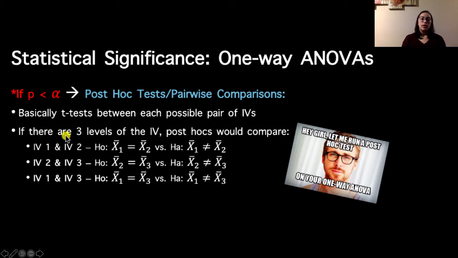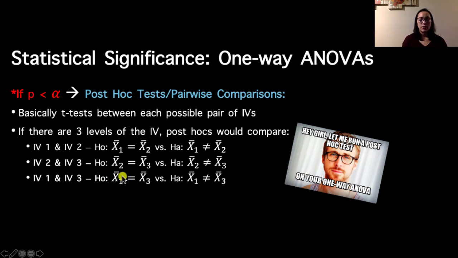So if we had a 3-level independent variable, our post hocs would be comparing independent variable 1 and independent variable 2, either saying the null arguing they're equal, the research hypothesis saying they are not equal. We would compare independent variable 2 with independent variable 3 and independent variable 1 with independent variable 3. So those are all of our possible pairwise comparisons that we can make between the 3 levels of our independent variable. Obviously, if you have more levels, there are going to be more comparisons.